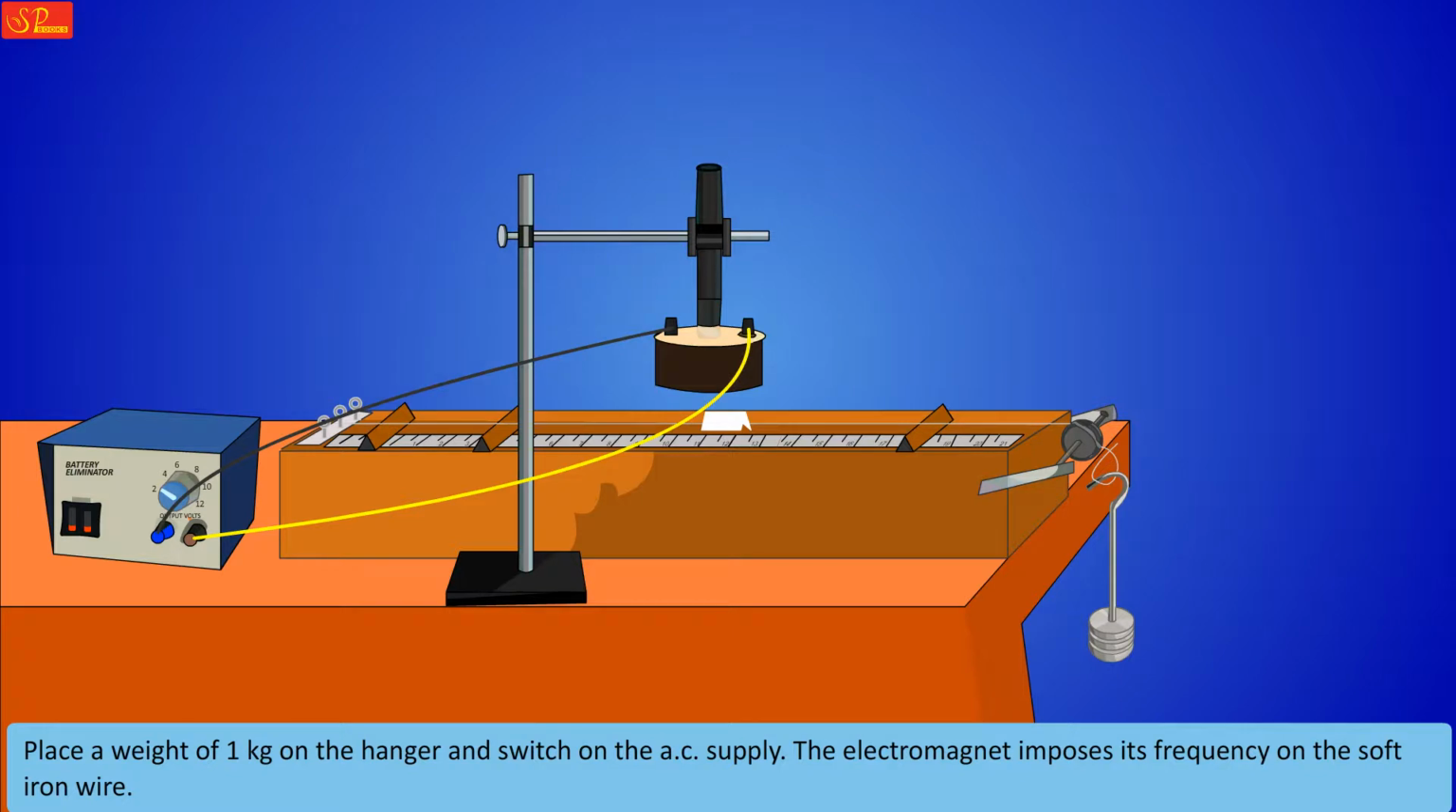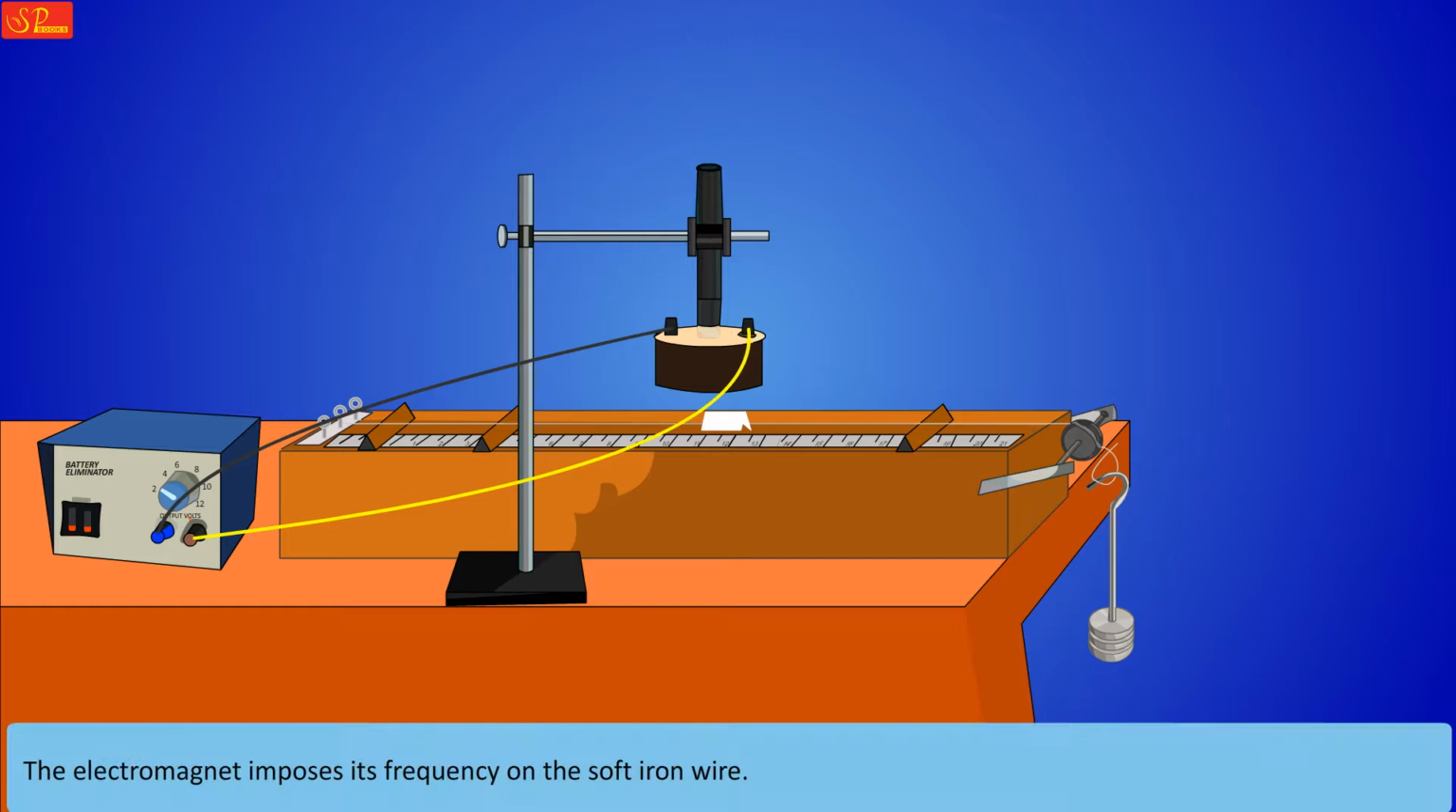The electromagnet imposes its frequency on the soft iron wire. Since the long wire may have a frequency less than that of the electromagnet, it may not vibrate. Decrease the length of the wire by moving both the knife edges equally inwards. Go on decreasing the length till the sonometer wire starts vibrating.